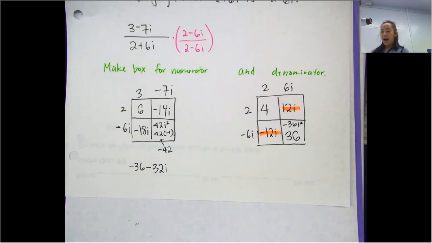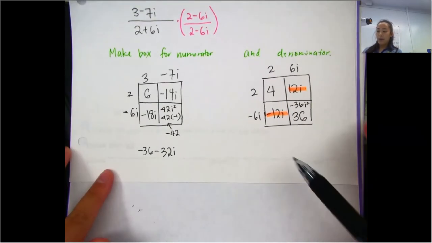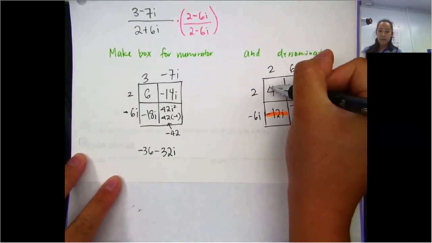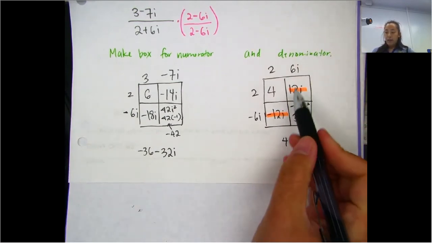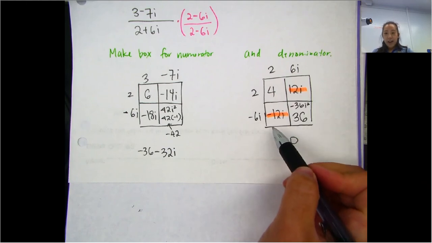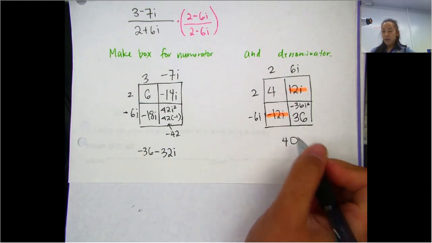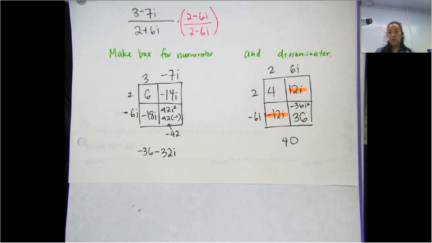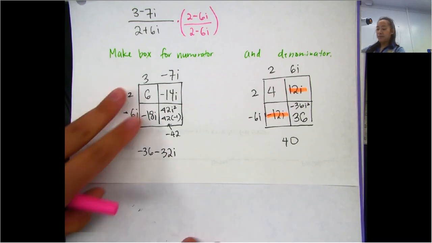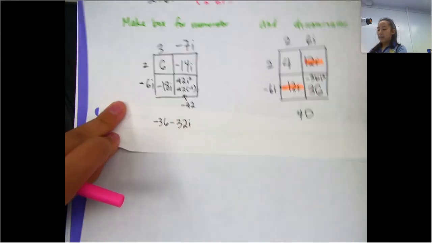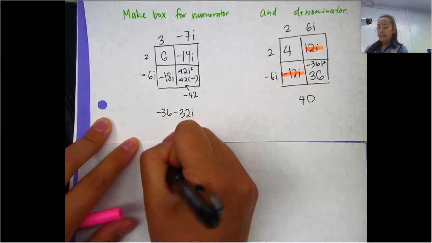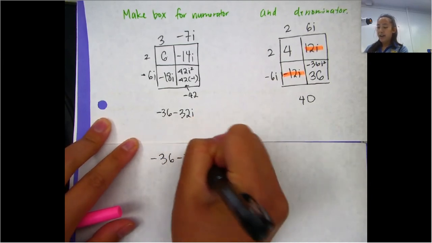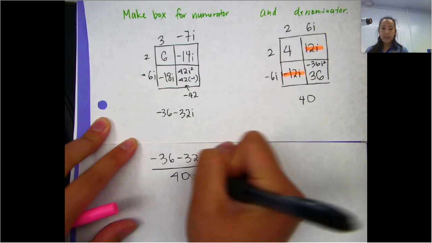Okay, so we'll go ahead and add this up. You have positive 36, positive 4, that adds up to 40. And you have 12i and negative 12i, that adds up to 0. And so 40 is just a real number. And so when you combine these, so one in the numerator and one in the denominator, you're going to have negative 36 minus 32i divided by 40.